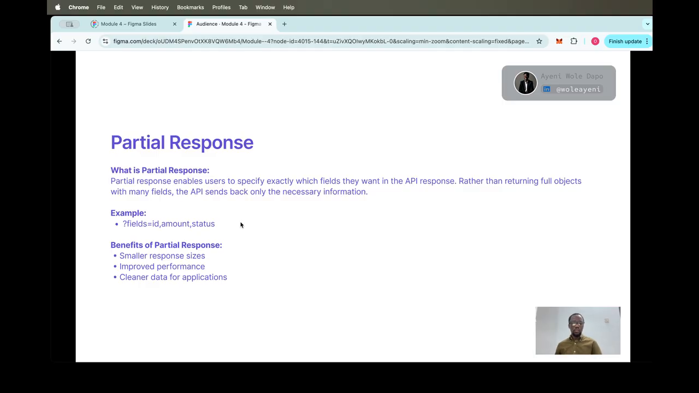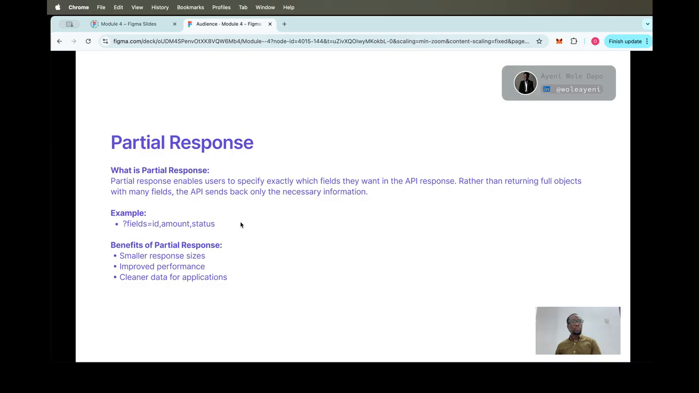We'll be looking at partial response. What is partial response? This is closely related to filtering. However, instead of returning the full data object, users can request only the fields that they need. Take for instance, we have fields equals ID, amount, and status. What does this mean? You have a table that contains users' information, right? And take for instance, each user has about 15 items of information, right? As a developer, I only need 3. I don't need the whole 15, right?